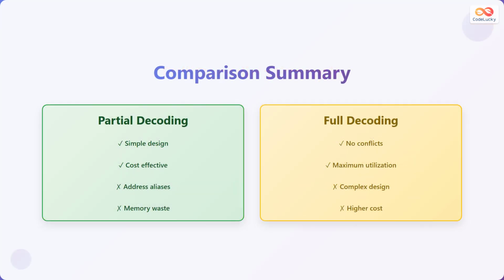In summary, partial decoding offers simplicity and cost-effectiveness, but suffers from address aliases and memory waste. Full decoding, on the other hand, eliminates address conflicts and maximizes memory utilization, but involves a more complex design and higher cost. The choice between partial and full address decoding depends on the specific requirements and constraints of the application.